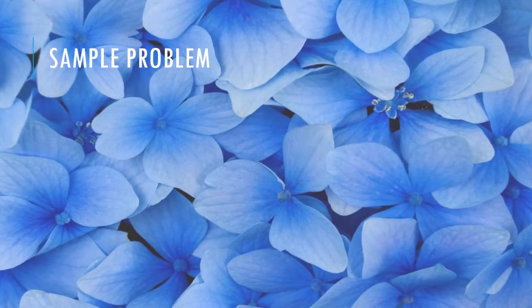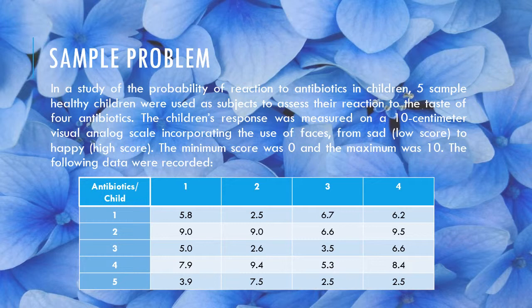So let us now apply the Friedman Fr test in this sample problem. In a study of the probability of reaction to antibiotics in children, 5 healthy children were used as subjects to assess their reaction to the taste of 4 antibiotics. The children's response was measured on a 10 cm visual analog scale, using phases from sad, which represents the low score, to happy, which represents the high score. The minimum score was 0 and the maximum was 10. The following data were recorded.